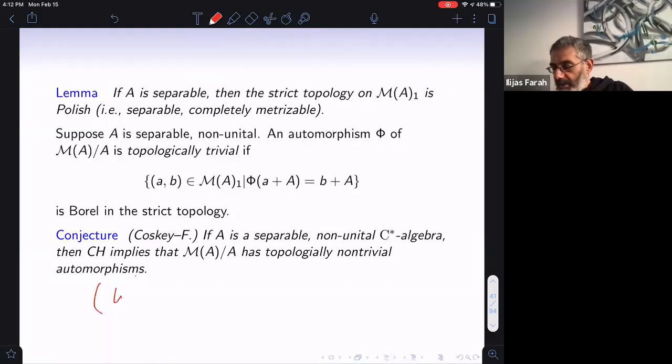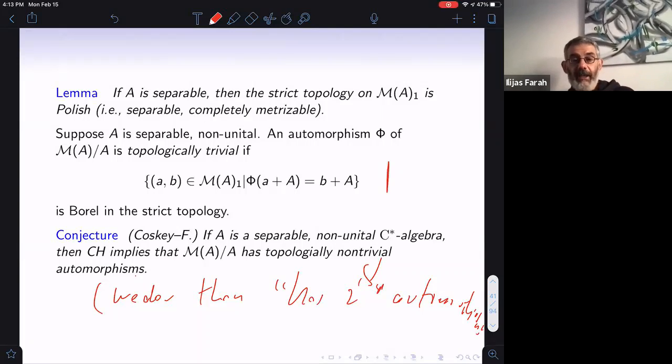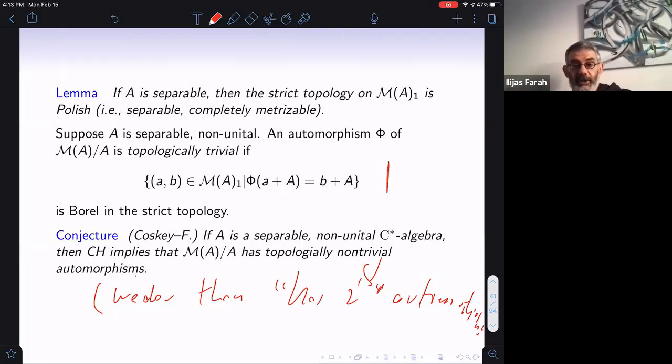This is weaker than having 2 to the aleph 1 automorphisms. Why? Well, because the continuum hypothesis implies that 2 to the aleph 1 is greater than aleph 1, and there are only aleph 1 Borel subsets of any fixed Polish space. So if you construct 2 to the aleph 1 of them, then many of them are going to be topologically non-trivial.